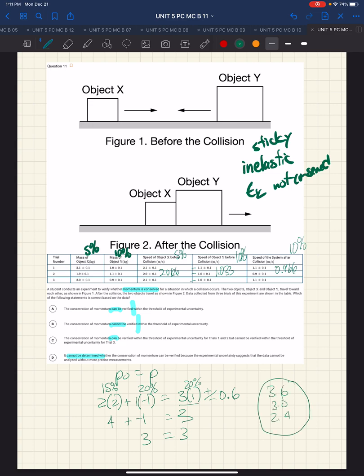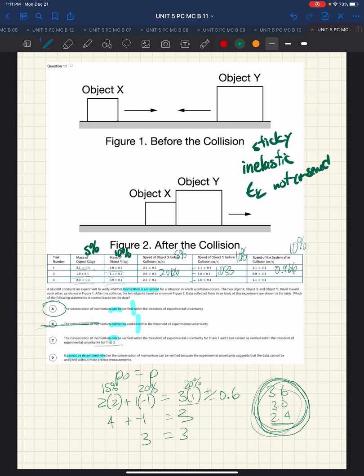The point in that is that if we ran this for all three different trials versus doing the average, we don't get any values outside that range. So the momentum can be verified within the threshold. So we believe that's the best answer. Cannot be verified is not a choice. Can be verified within the threshold for 1 and 2, but cannot be verified within the threshold for trial number 3.